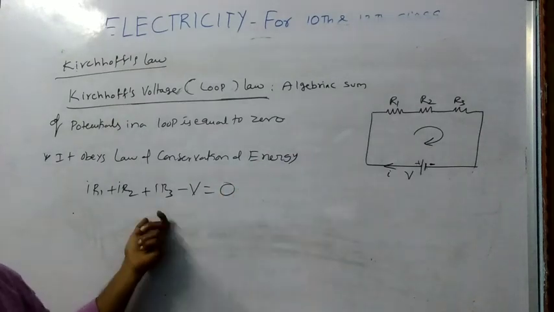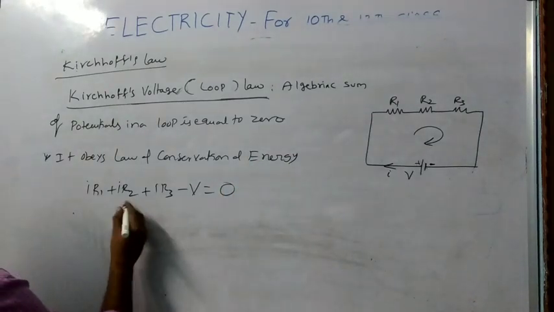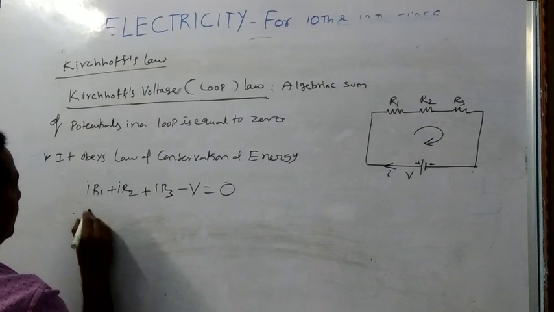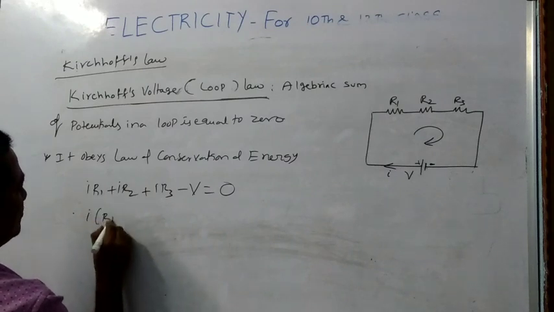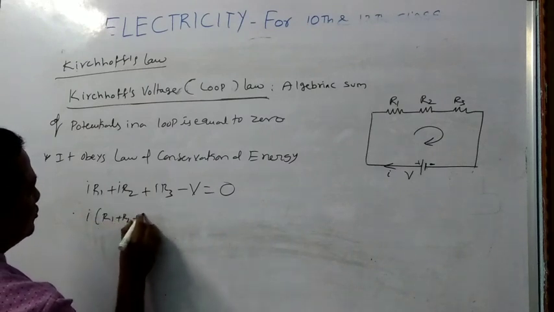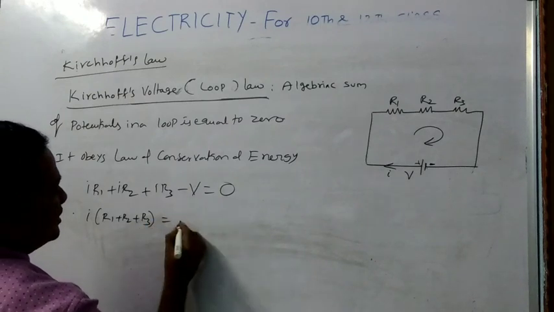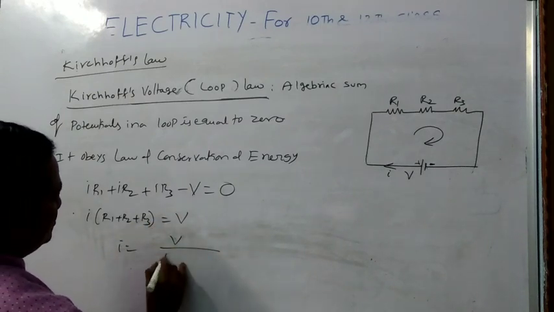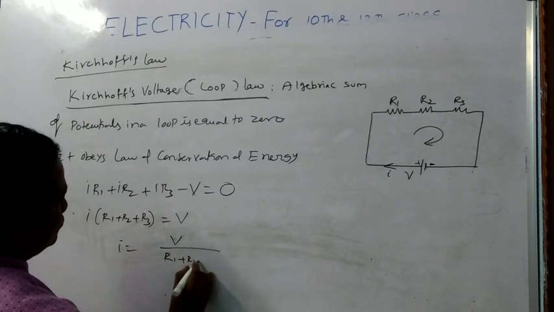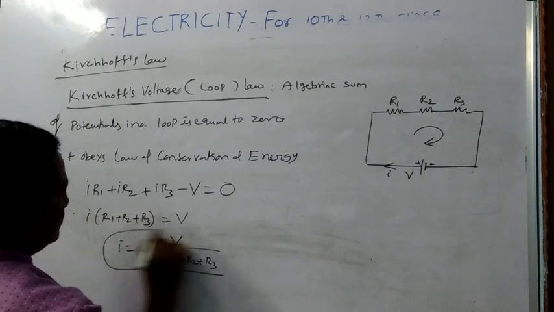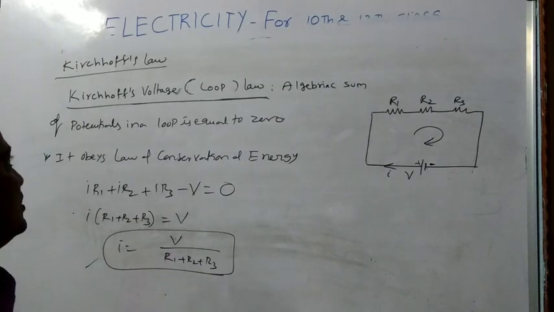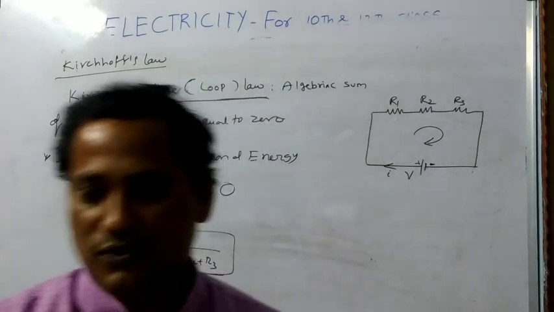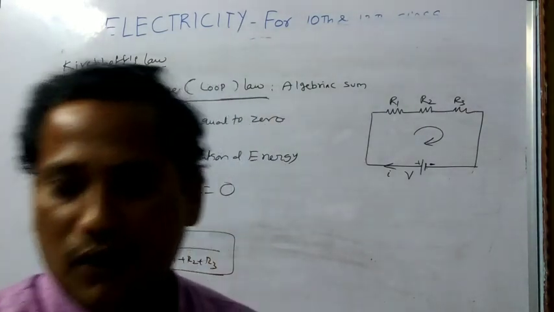From the circuit I can write the formula. Take out the common I: I times (R1 plus R2 plus R3) is equal to V. That is, current I is equal to V by R1 plus R2 plus R3. So this is the current in the circuit. This is about the Kirchhoff laws, Kirchhoff current law and Kirchhoff voltage law.